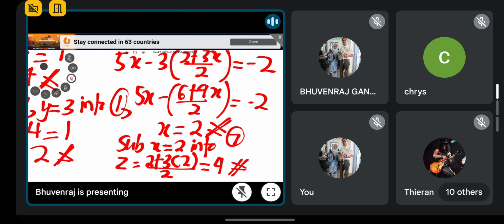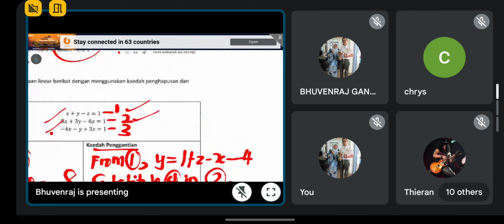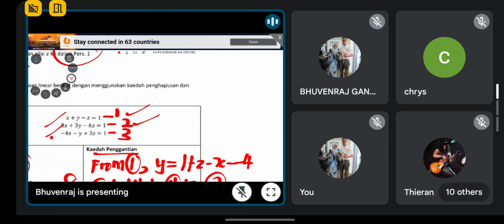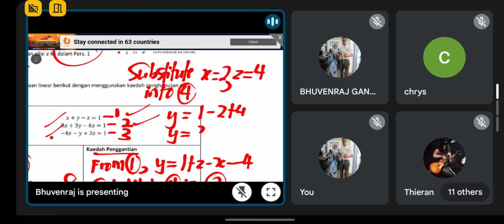And then after that, kalau nak cari Y, oh my god, no place already. I sambung on top here guys. So substitute. Sekarang kamu nak cari Y, your final answer. X is 2, Z is 4 into 4. Okay, saya pilih yang keempat. So you will get Y equals 1 minus 2 plus 4. You will get the answer Y equals 3.